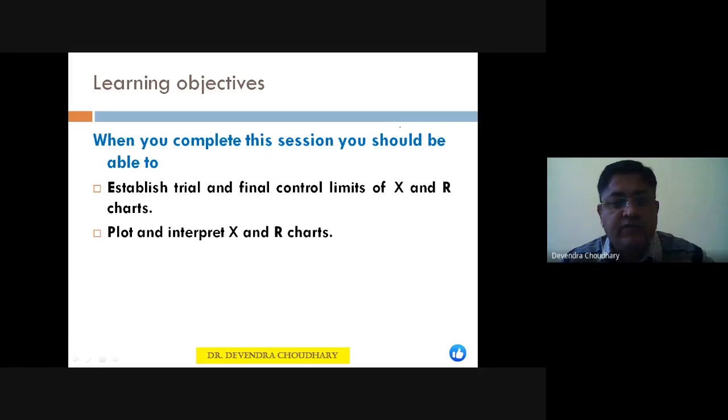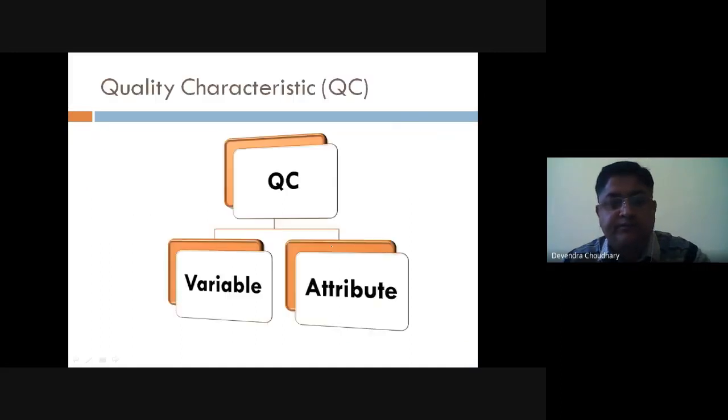Today we will discuss how to find out the trial and final control limits of X bar and R charts, and how to plot and interpret X bar and R charts.